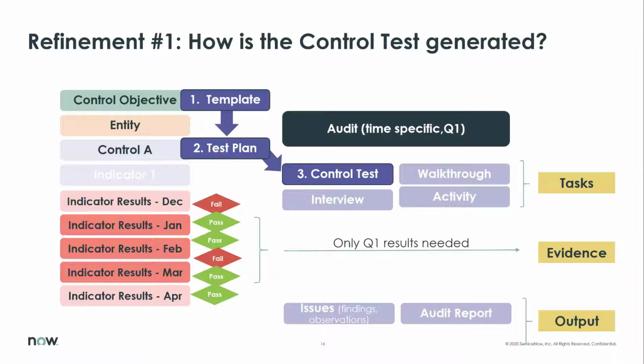Then when it comes time to audit, we may not run every single test plan, but just the ones that we want to run for that audit, depending on what you're auditing at that time. So we will generate control tests from those test plans. We'll demo this in just a second. Okay, let's move on to refinement number 2.